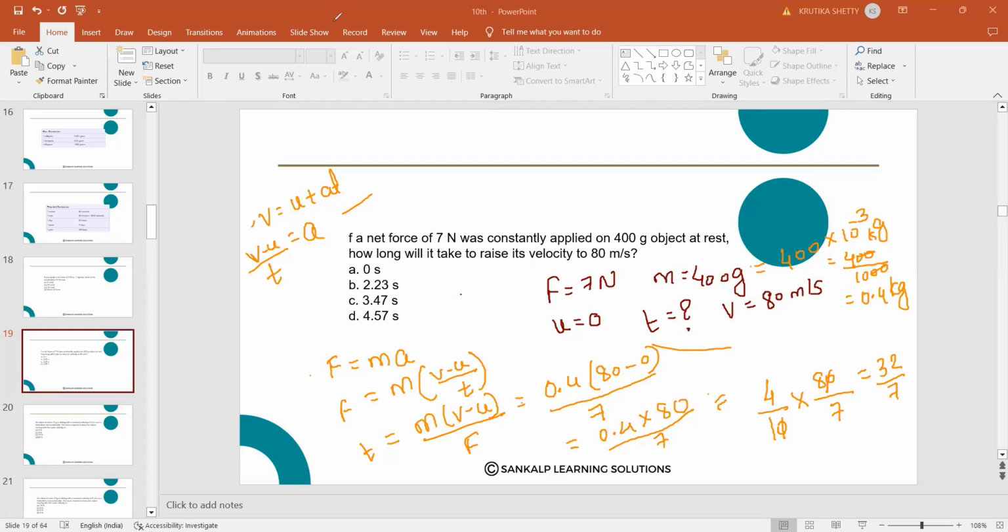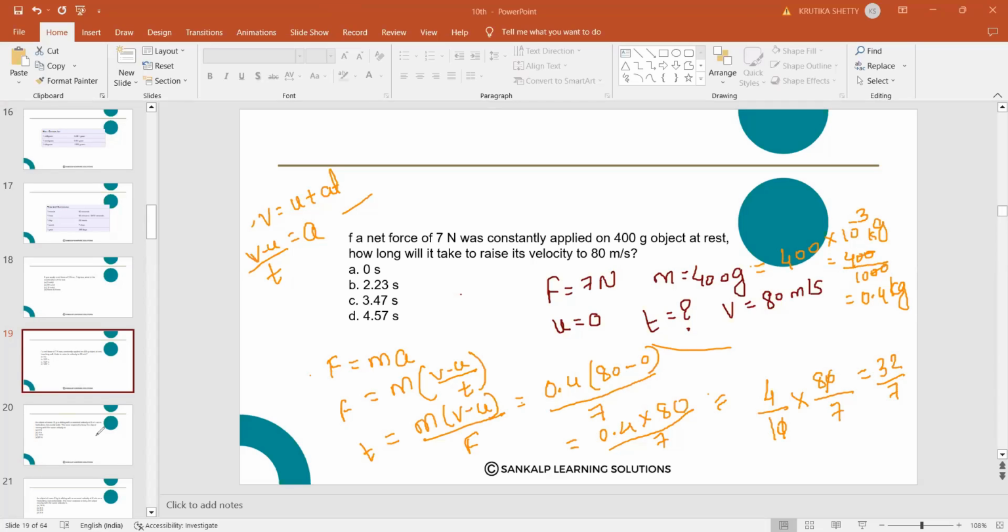Ma'am, the option is D, 4.57 seconds. Yes, correct. Shreya, did you get the answer? Are you able to simplify it too? Yes. I hope both of you are understanding and you are able to solve the question. So option D is correct. Option D is correct here. That is 4.57 seconds. Okay. I hope Shreya, you are also getting the answer.